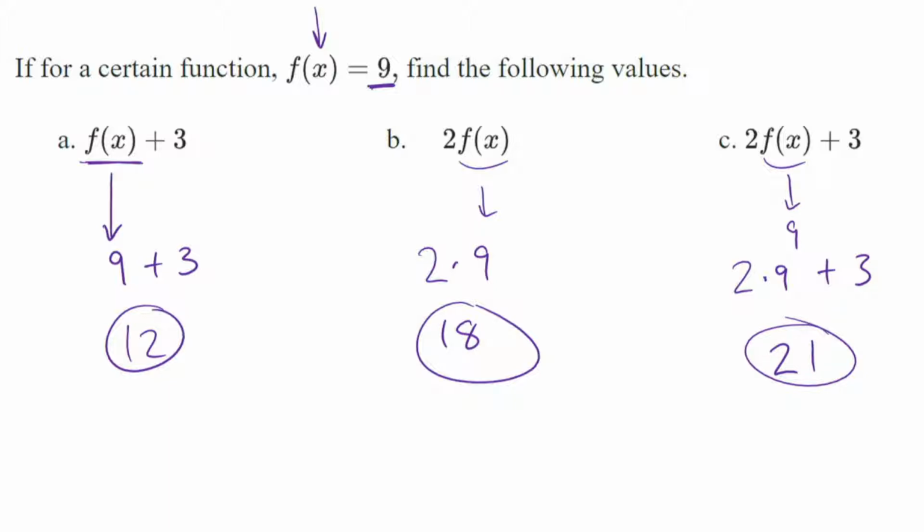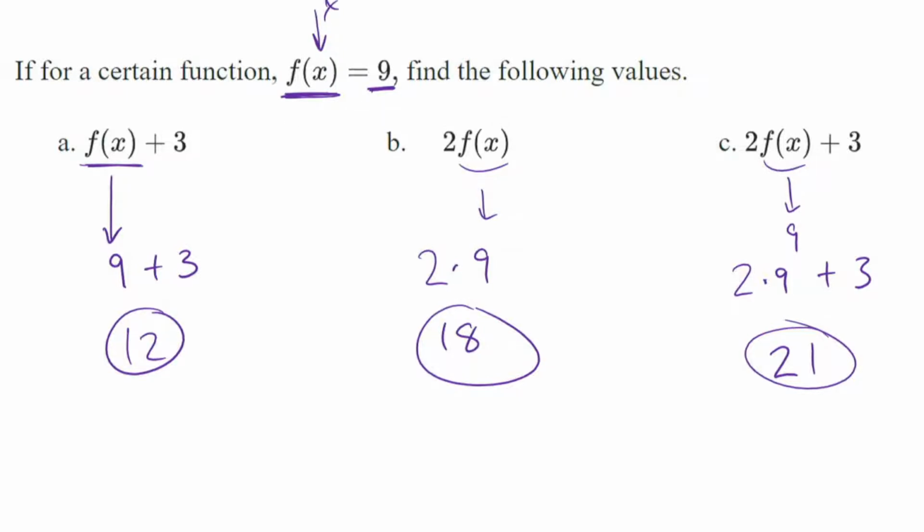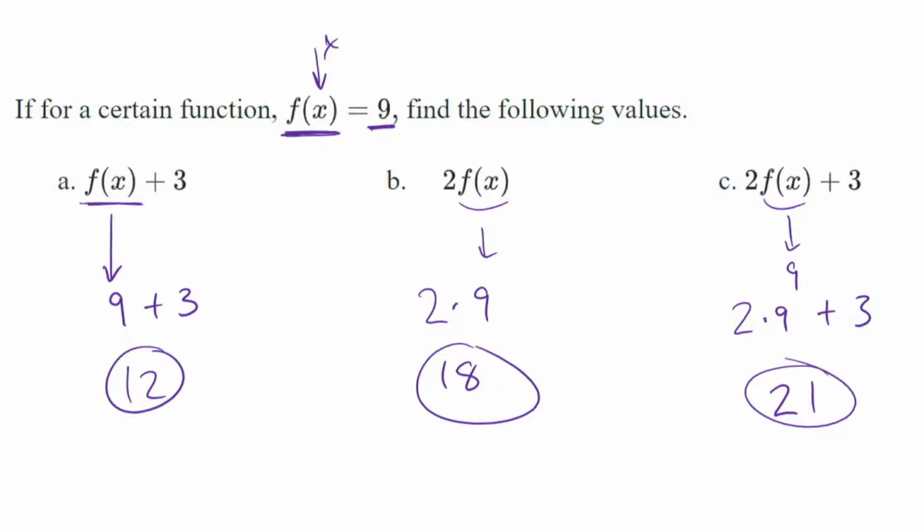So this is an interesting problem, and it's kind of like understanding what the notation's about. Remember, f of x represents the output of the function when you give it x. So if I give this function x, and then it's going a step further and says, hey, when you give this function x, you're going to get the value 9. So I know that this is 9, this has to be 9, and this has to be 9.